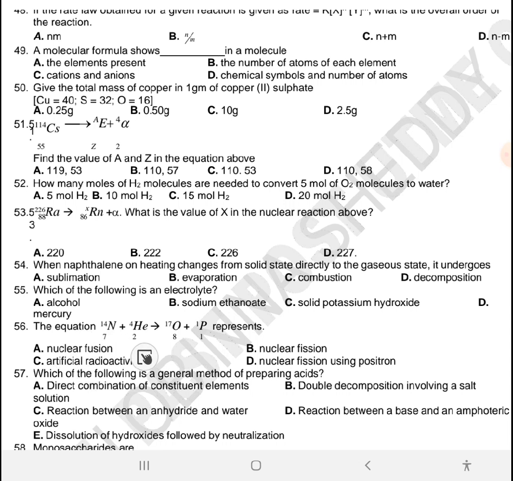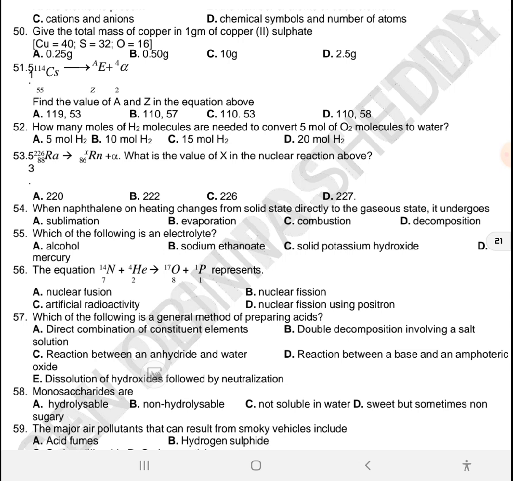57. Which of the following is a general method of preparing acid? General method: direct combination of constituent elements. Example of this, if you want to prepare HCl, you can directly combine hydrogen and chlorine together. So 57 is option A. Now, double decomposition actually has to do with preparing salt, insoluble salt.